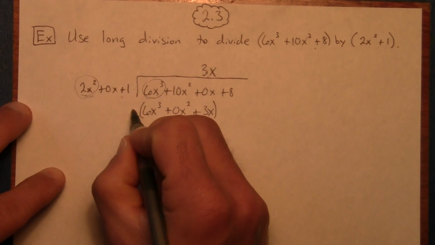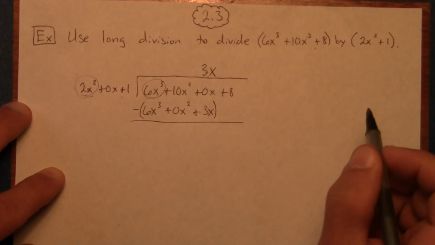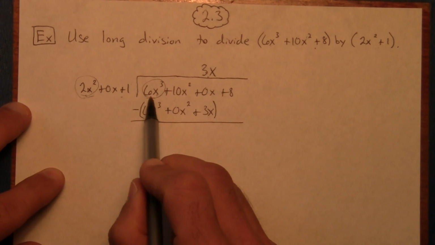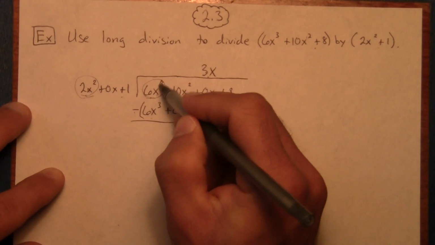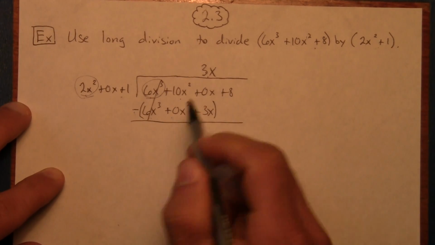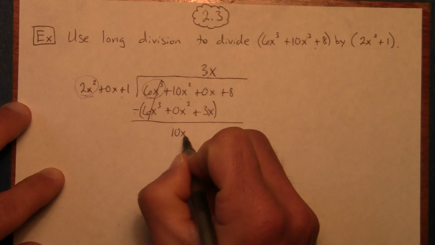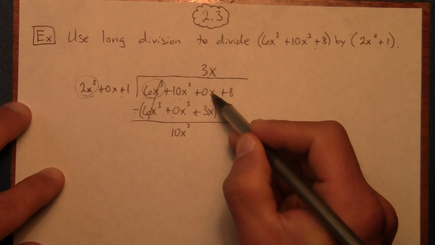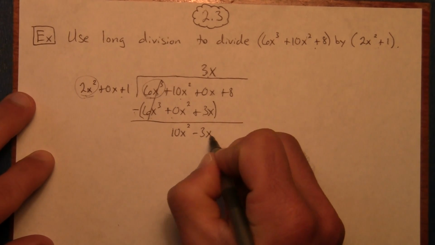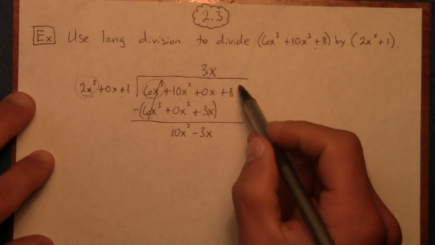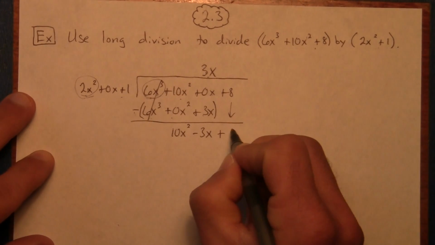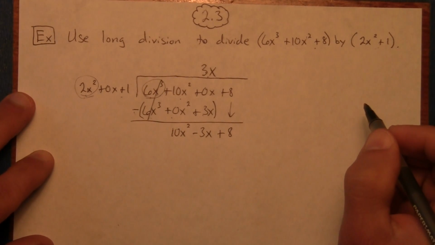I need to put parentheses around this whole thing because I am going to subtract this entire quantity, so be careful with the double negatives. It's 6x cubed minus 6x cubed. They cancel, as the first terms are supposed to. It's 10x squared minus 0x squared, so that gives me 10x squared. And it's 0x minus 3x, so that gives me negative 3x. Then however many terms you haven't used, just drop those down. So I just have the 8 that I drop down.